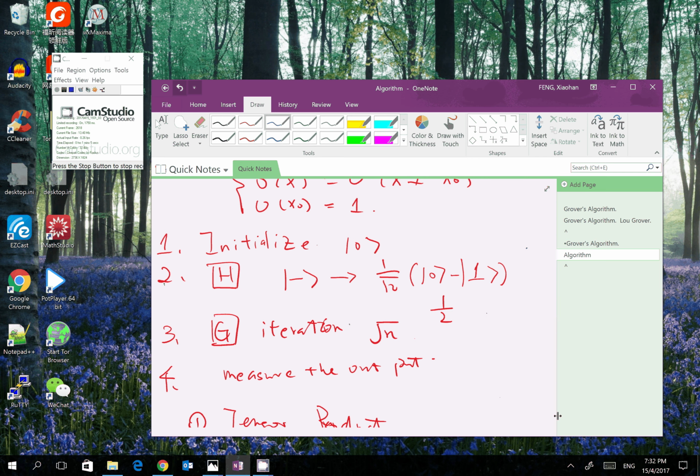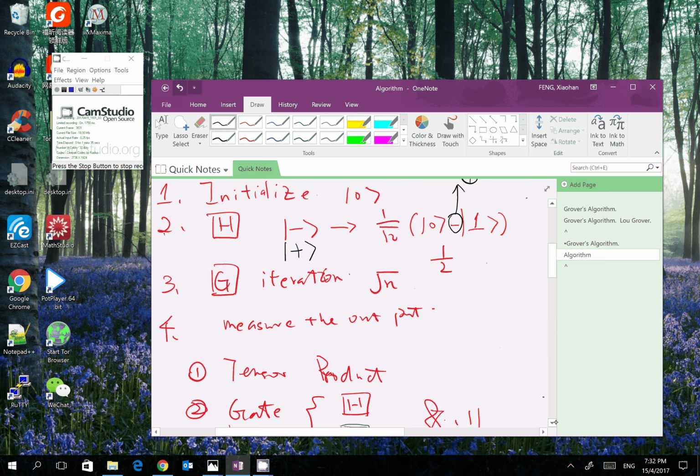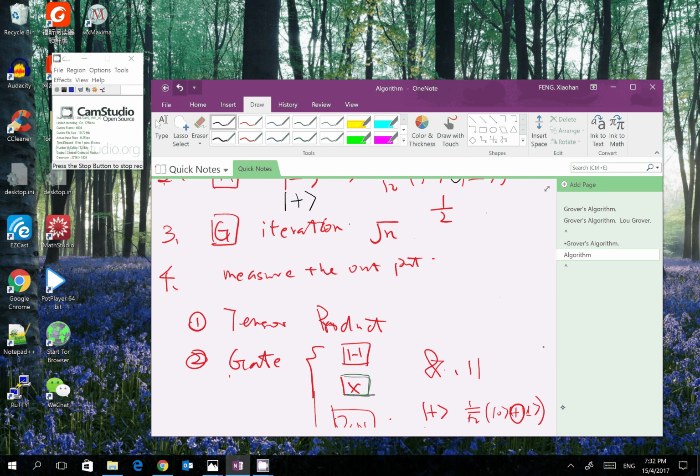Note that the plus state is very much like the minus state, except that this minus sign will be changed into a plus sign. In the third step, we run the Grover iteration for square root of n times. And lastly, we measure the output. This will give you x0 with a very high probability, very close to 1. I bet you are very confused up to this point.